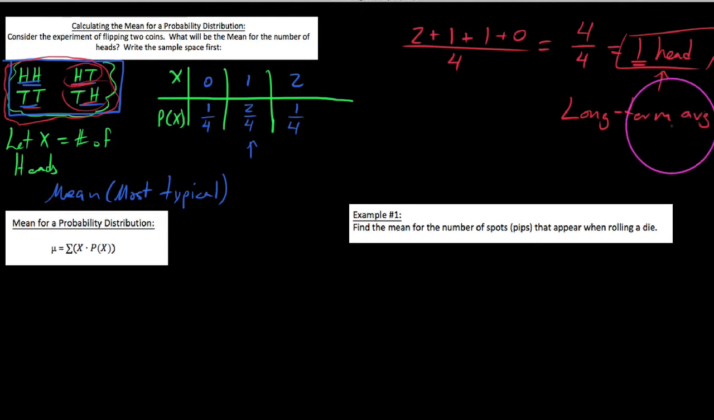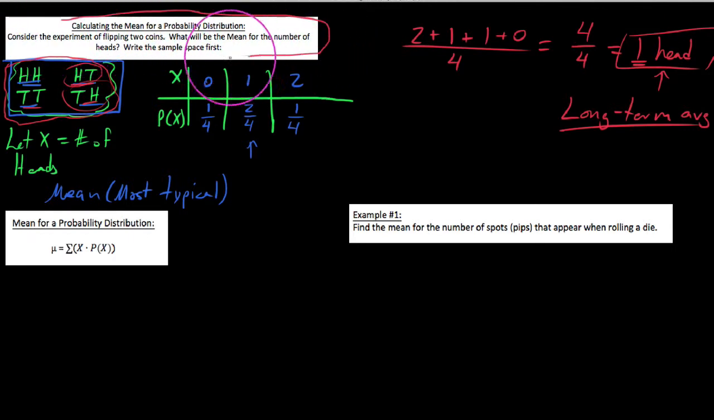That's what this is. In other words, if we were to flip these coins for eternity, what we would instead get is, on average, out of all those eternal flips, what did we see for a number of heads? It's actually 1 head in the long run. So we're interested in calculating this mean.